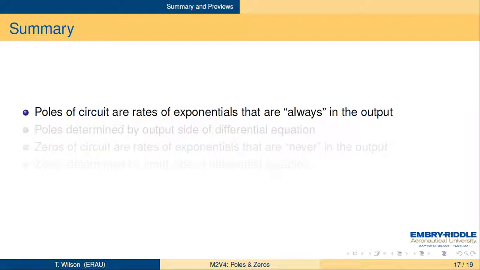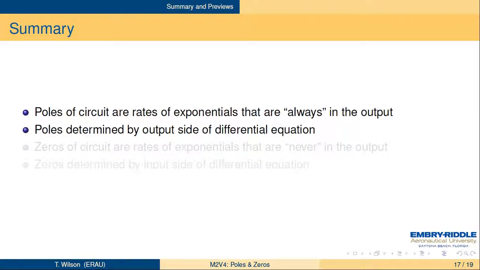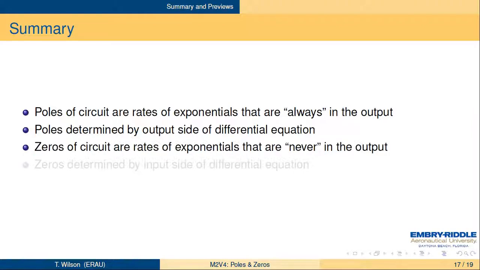So to summarize, the poles of the circuit are the rates of the exponentials that are, qualified, always in the output, and they're determined by the output side of the differential equation. And the zeros of the circuit are the rates of the exponentials that are never in the output, even when they're in the input, and they're determined by the input side of the differential equation. It's a nice way to think about things. You can look at the network function, you can see the differential equation there, and you can also see where the poles and zeros come from and how the zeros have to do with the input side, the poles have to do with the output side.